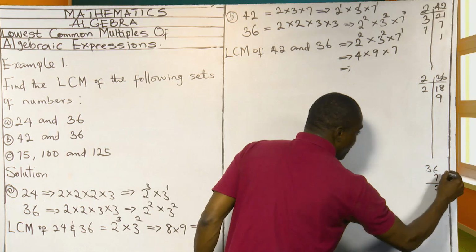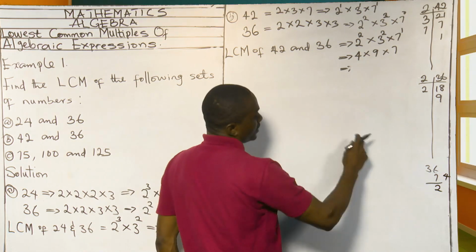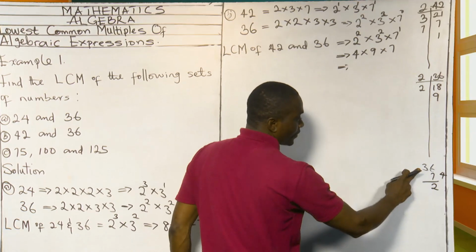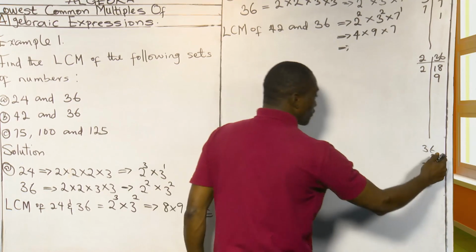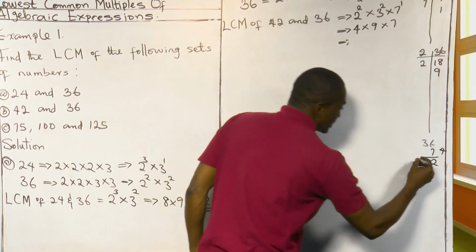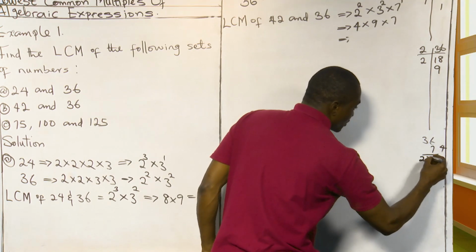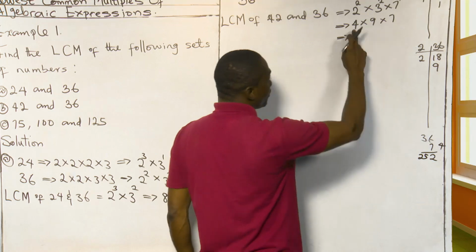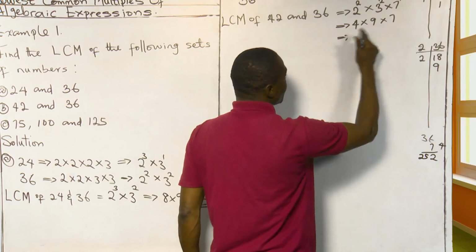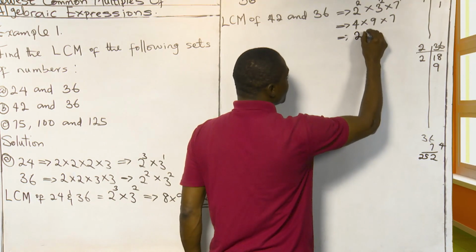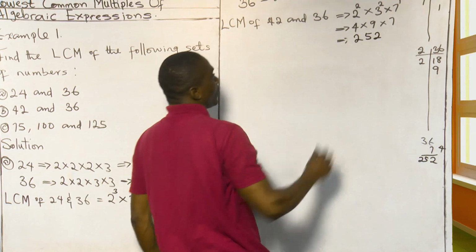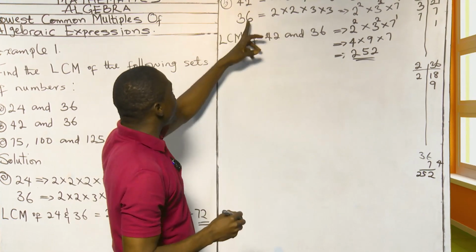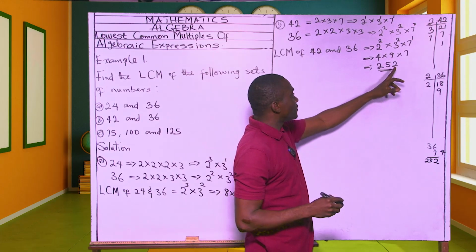Write 2, we keep what? 4. 7 times 3 is 21. 21 plus 4 is 25. So we write 25, which means 252 is the product of 4, 9, and 7. So we have 252. All right? Which means that the LCM of 42 and 36 is 252.